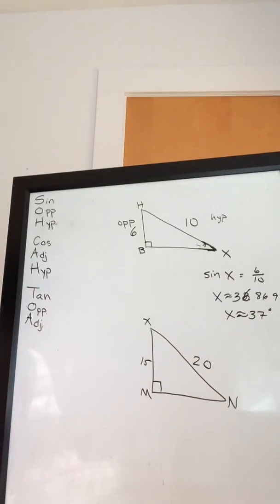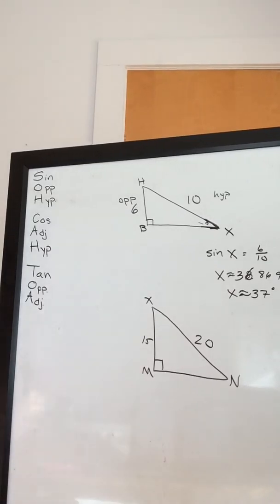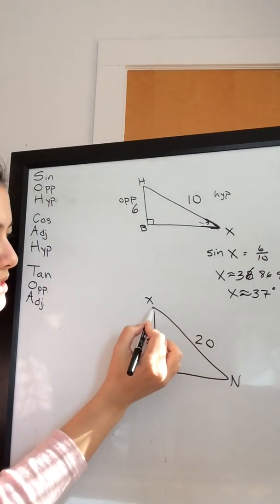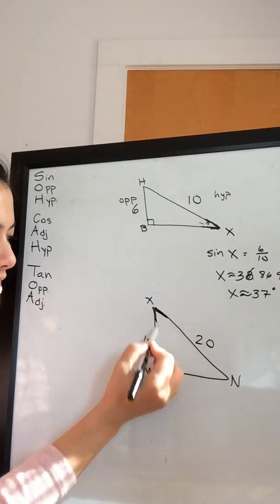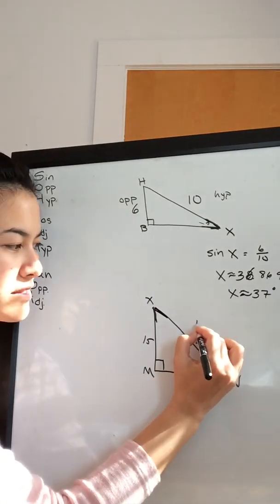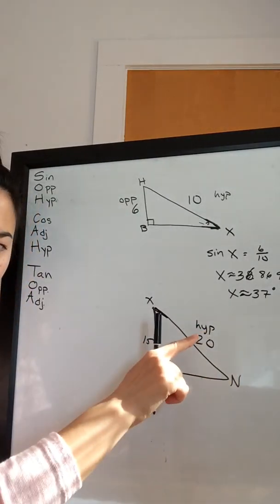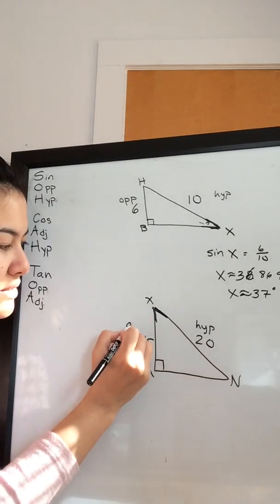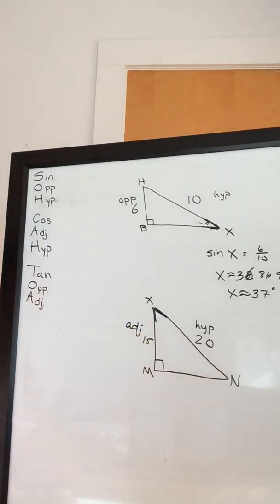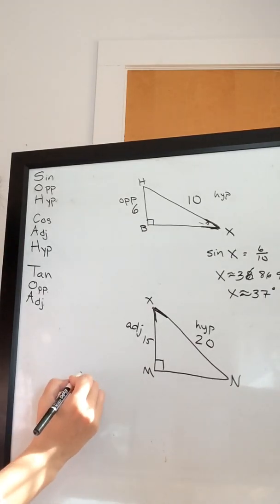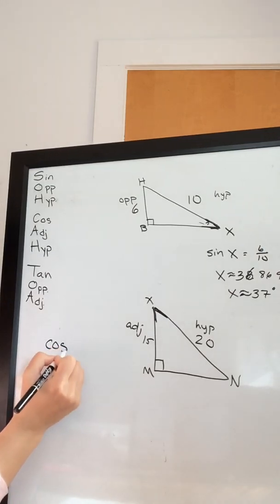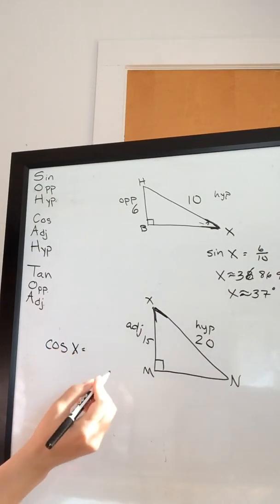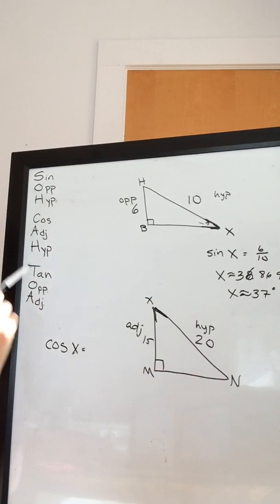So let's try this one down here. Let's solve for x again. If I'm trying to solve for angle x, this is my hypotenuse, opposite the right angle, the longest side. And this side, right next to the angle, is adjacent. So what uses adjacent and hypotenuse? Cosine. So the cosine of angle x equals adjacent over hypotenuse.